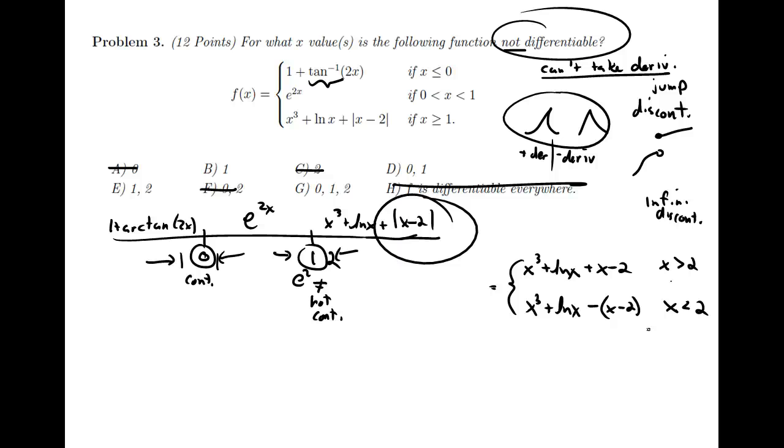8 plus log 2 plus 0, 8 plus log 2 minus. So it's continuous there. At 2 is continuous. Okay, great. So it's in the list. Possibility. Okay. Now we have to check the derivative.